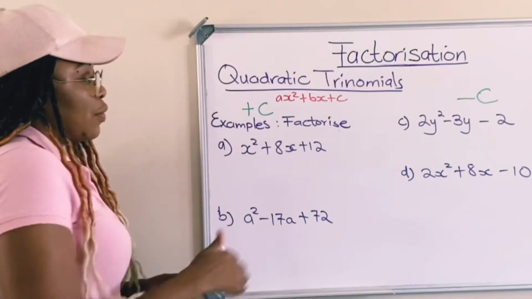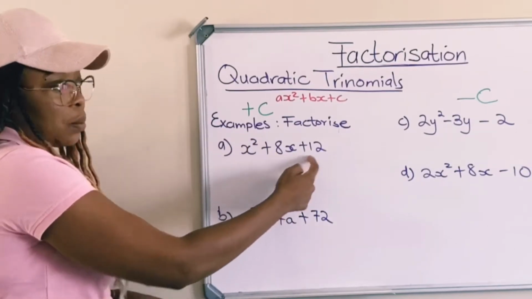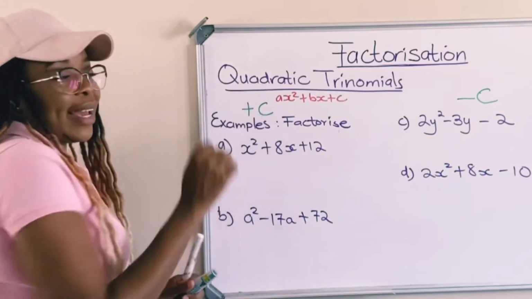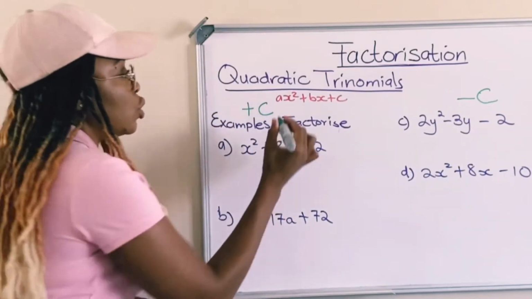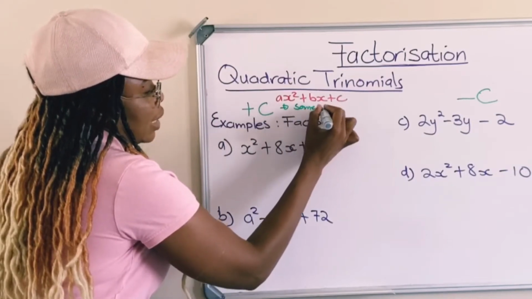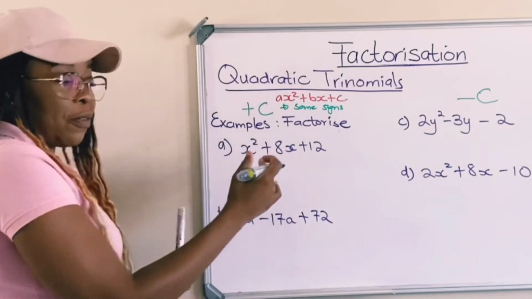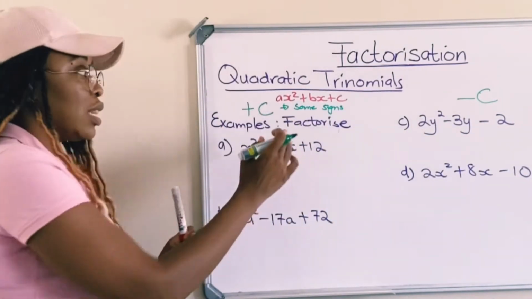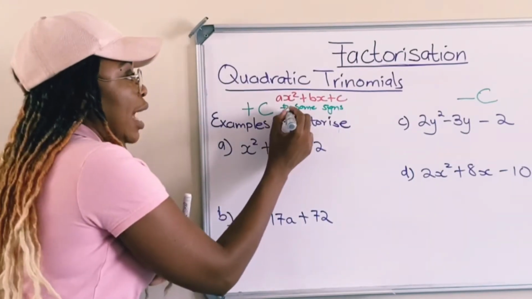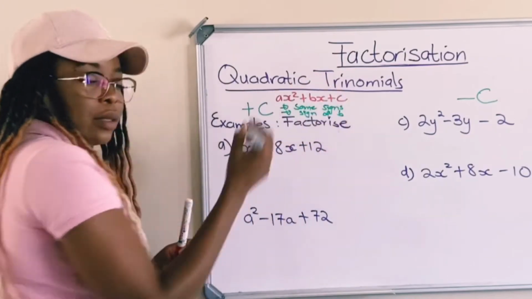Now, plus in front of c just means this was our ax squared plus bx plus c. So our c is a positive 12. When you have a positive sign in front of c, that tells you that you have the same signs in your brackets. Same signs in your brackets. So remember, factorizing means we are putting brackets. So this sign is telling you we have the same sign. Which sign? The sign in front of b, the b term.